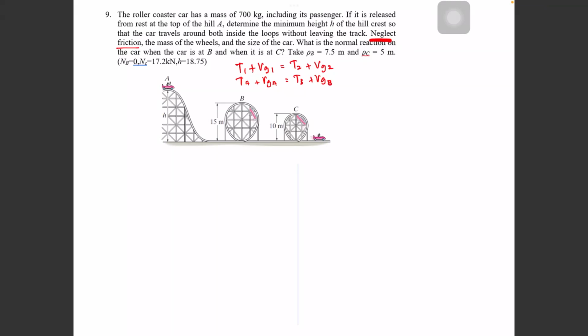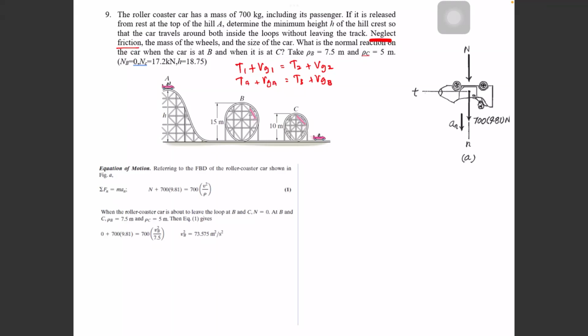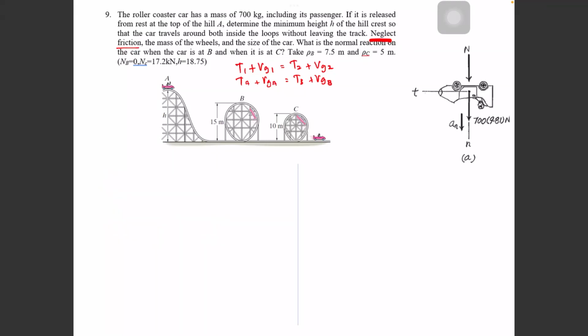So they're asking for the normal force. Okay, they're asking for normal force. So when they're asking for normal force, you're going to draw it out. Okay, so you're going to draw the FBD. So where is the normal force? Okay, where is normal force?